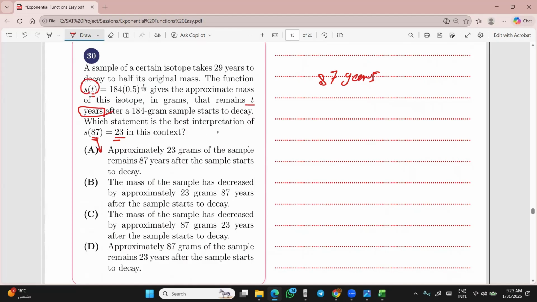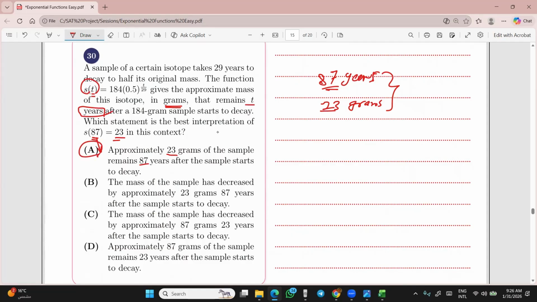The result, so the function would be 23 grams. It gives the approximate mass of this in grams. So 23 grams after 87 years. These are the information, so approximately 23 grams. Yeah, that's good. 23 grams of sample remain 87 years after the sample started to decay.